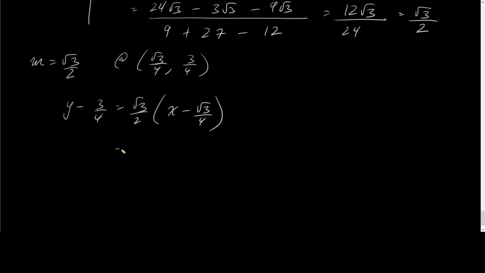I end up with radical 3/2 times x minus radical 3 times radical 3 is just 3. 2 times 4 is just 8. Add 3/4 to both sides, so plus 3/4. And then negative 3/8 plus 3/4, well, that's going to give me that y is equal to radical 3/2 x plus 3/8. All right. And now what did we find here?